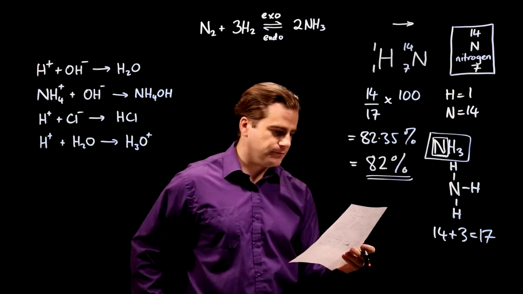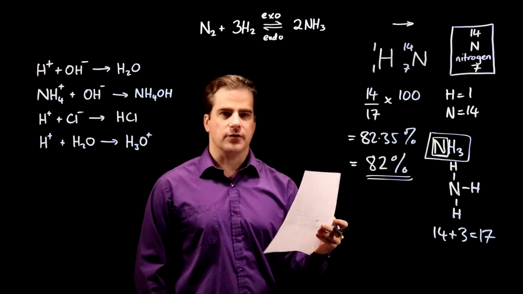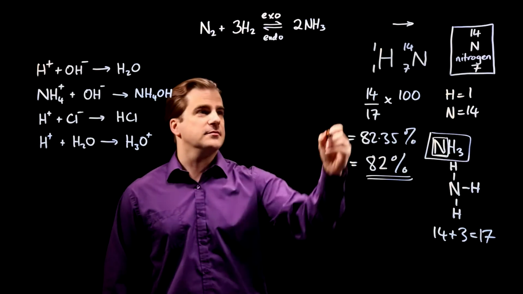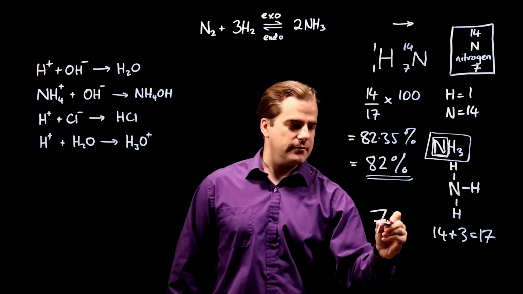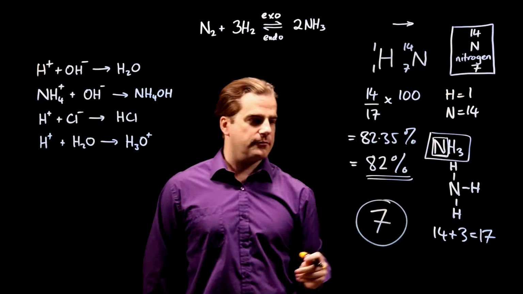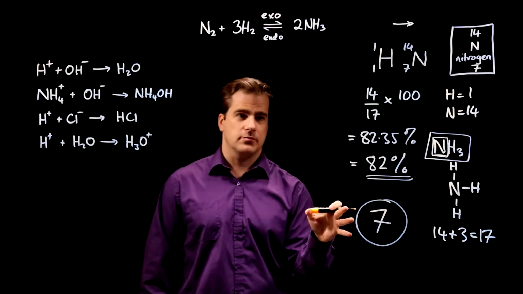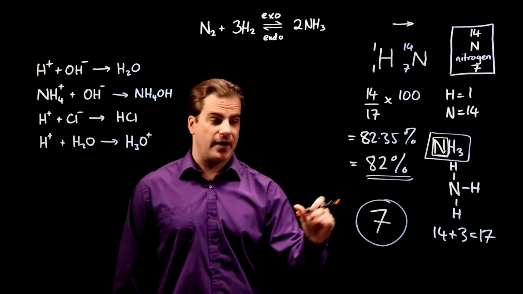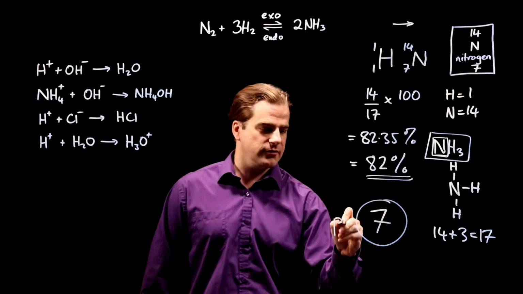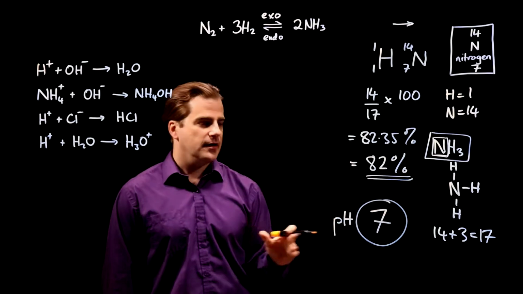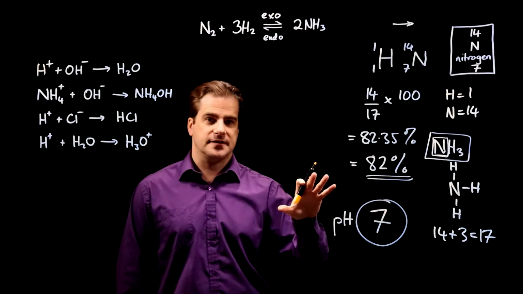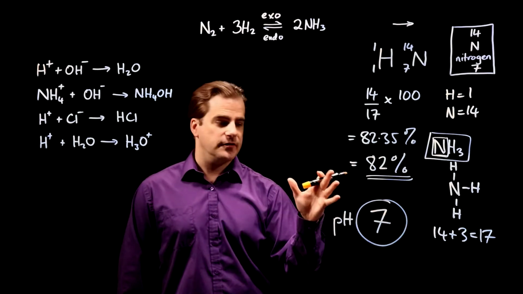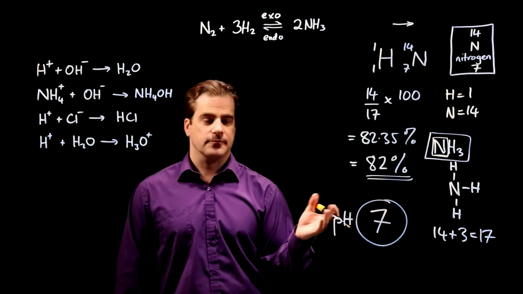Anyway, let's move on. Give the pH of a neutral solution. Well, it's 7. If you have a solution that's neutral, the pH is 7. You've just got to remember that, okay? Neutral solutions have a pH of 7. If it's an acidic solution, the pH is 6 or below. If it's an alkali solution, the pH is 8 or above.